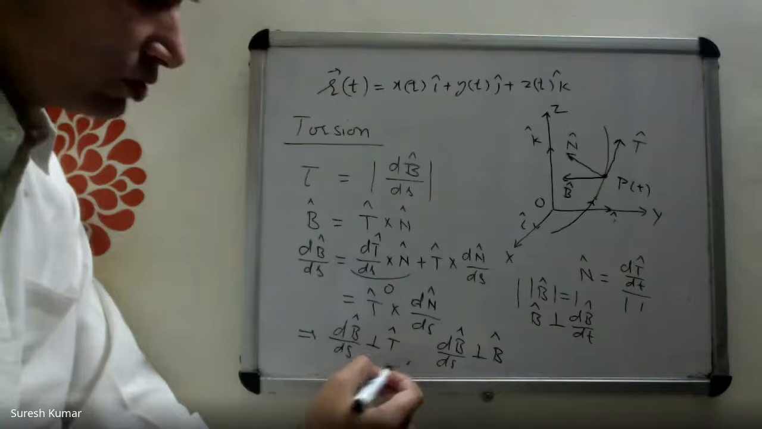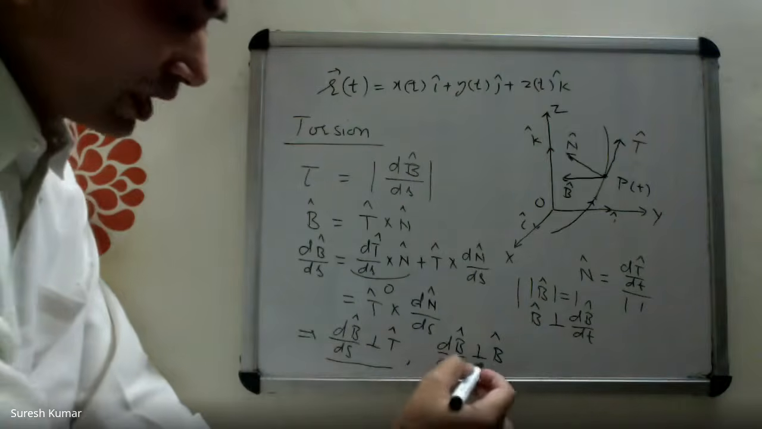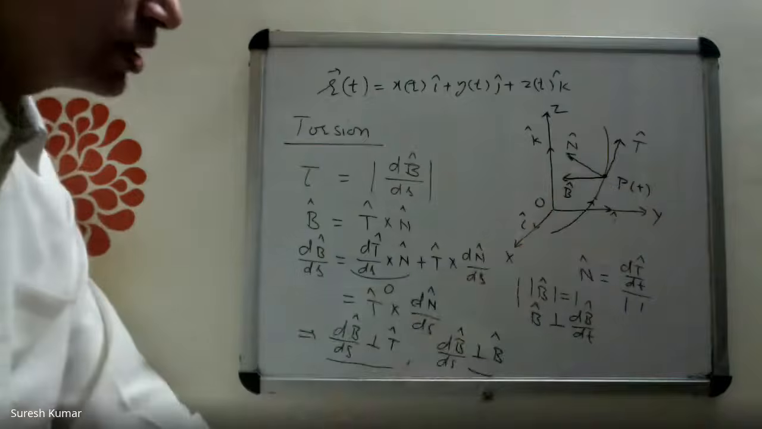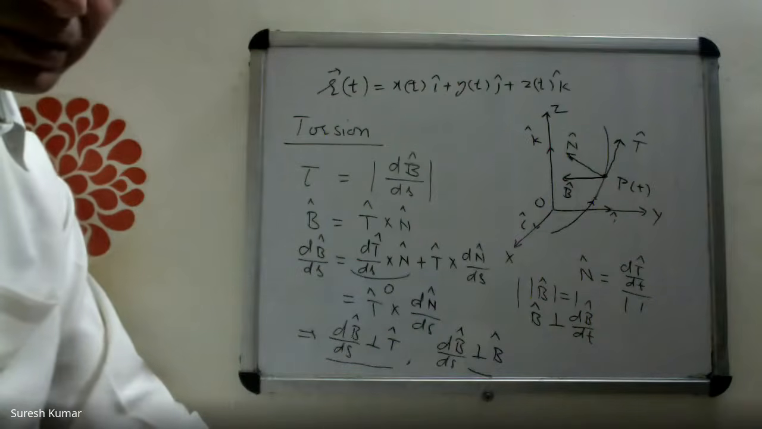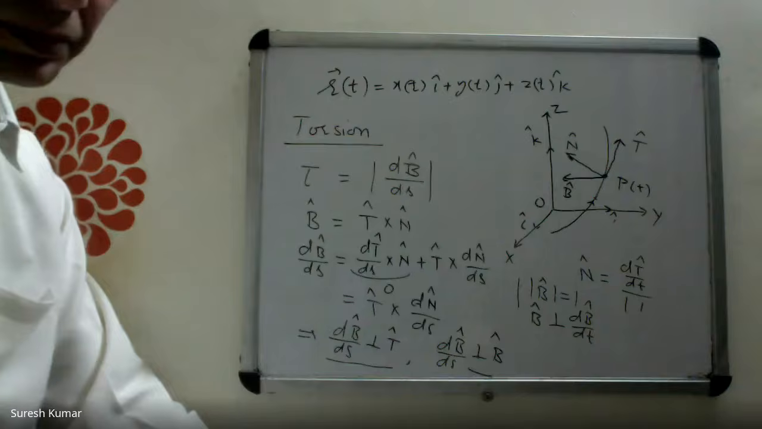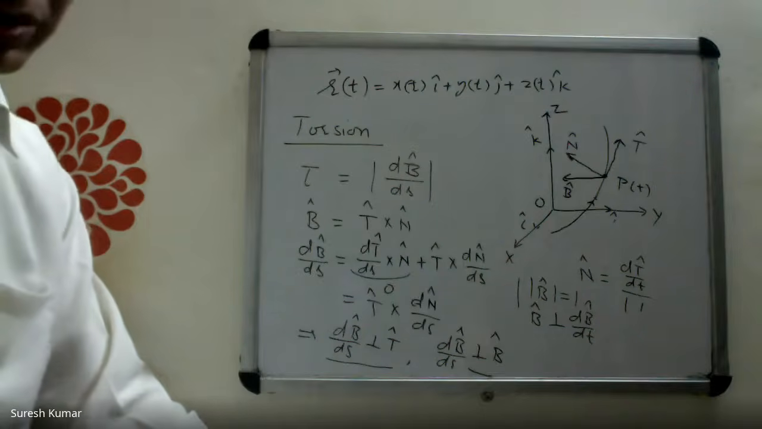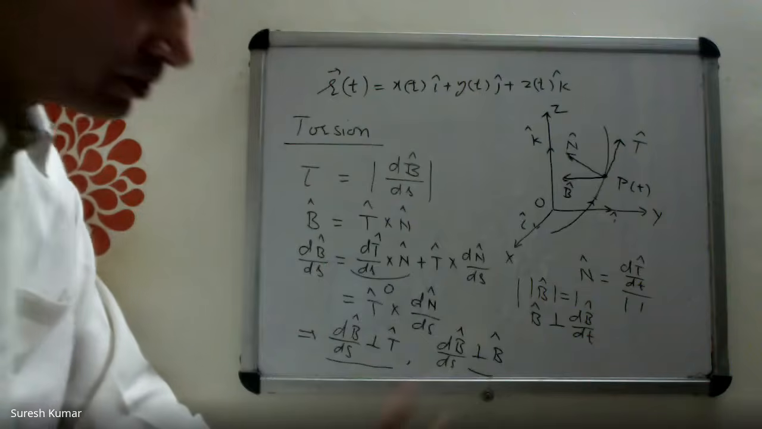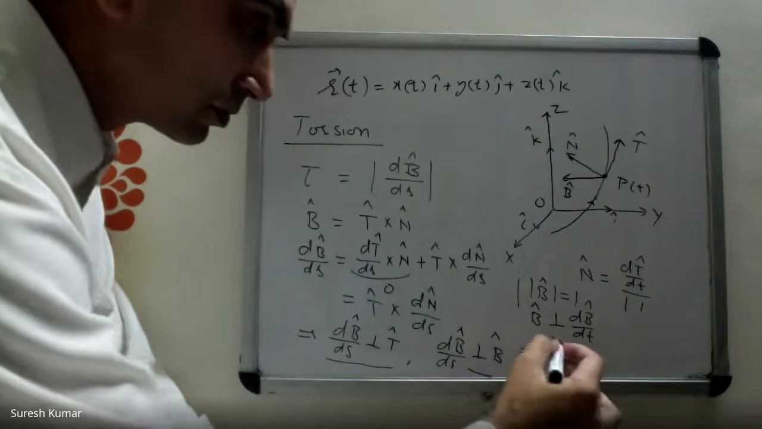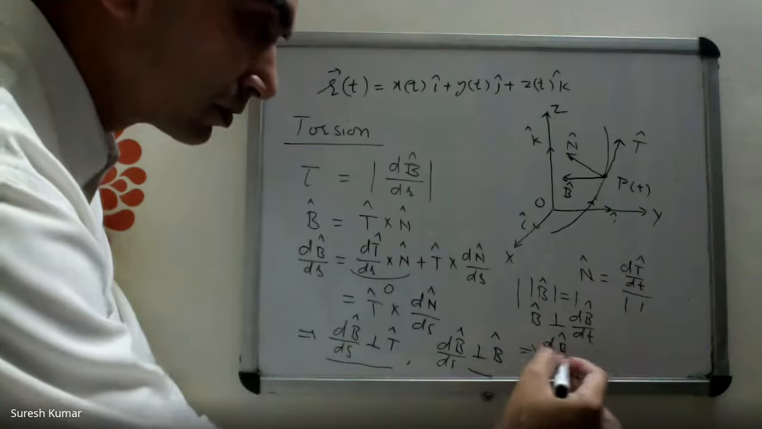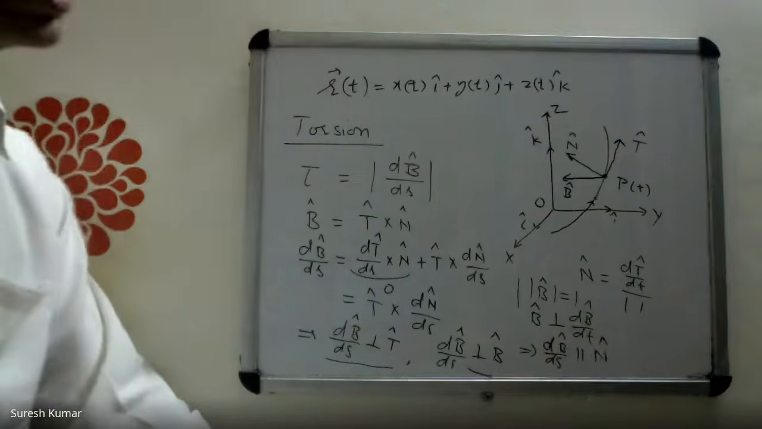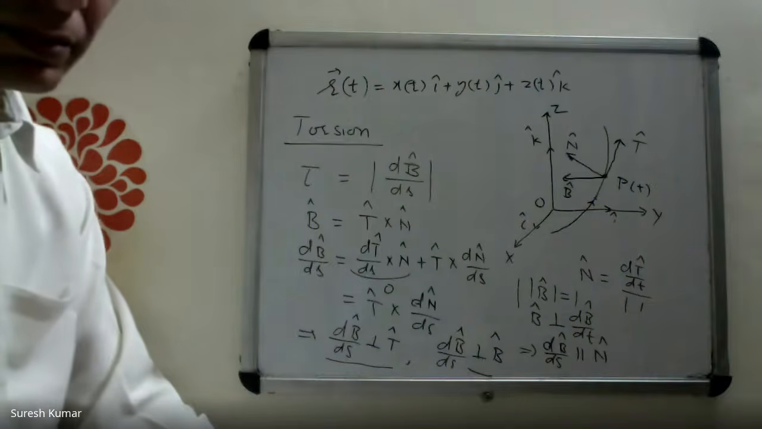So from this, what you can say is this is orthogonal to t cap as well as b cap. So what is the direction of db cap over ds? Can I say it is parallel to n cap? It is parallel to n cap. Yes or no?